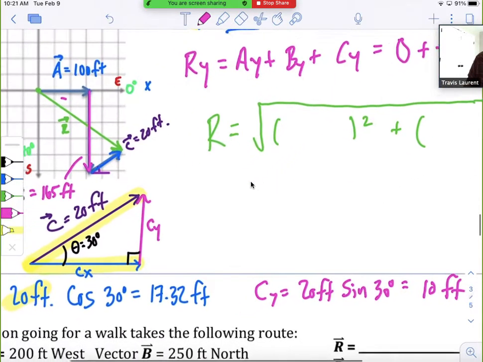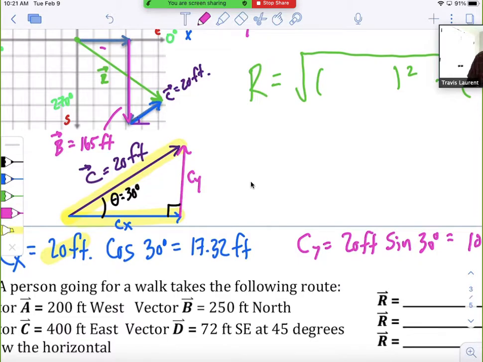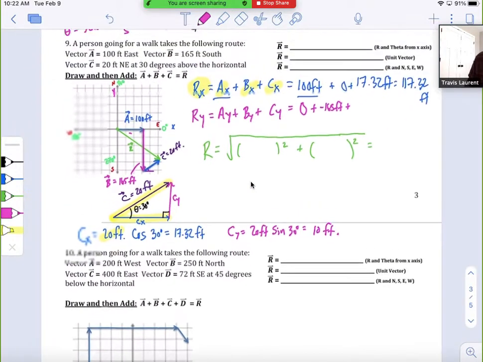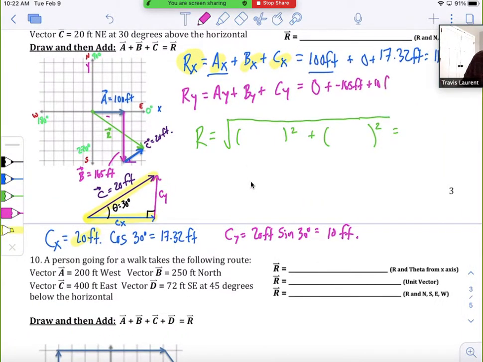Plus vector CY. And CY in our triangle, you can see CY was going up. So that's going to be a positive value, because things that go up in physics we define as positive. And so CY is going to be plus 10 feet. We add those up and we should get our vector is negative 155 feet.